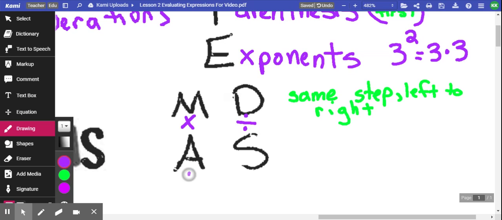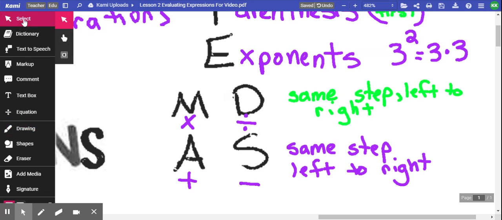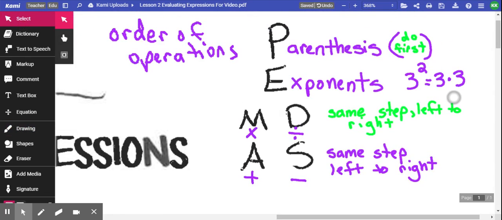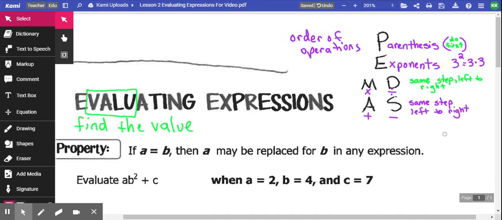And then the last two, addition and subtraction, also you do in the same step, also from left to right. And remember, in a video, if you need to, you can pause it at any time to fill in if you need more time to write.